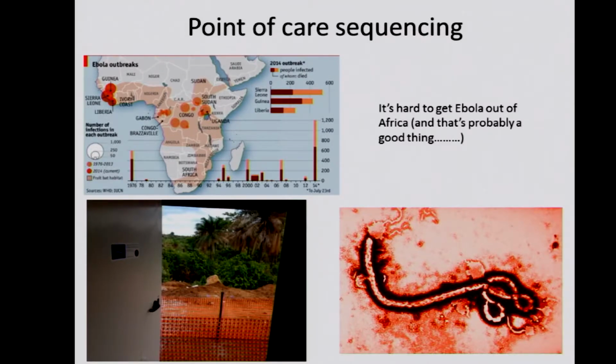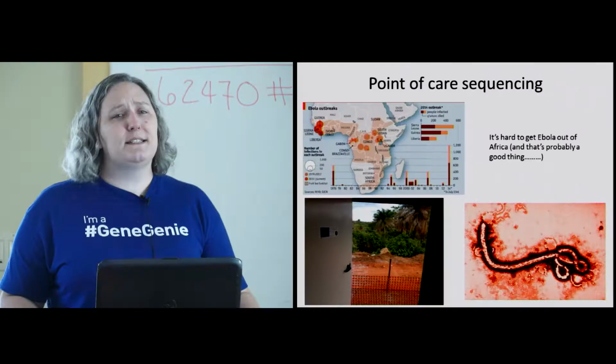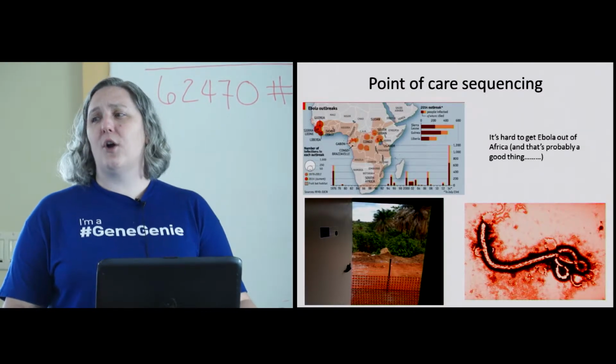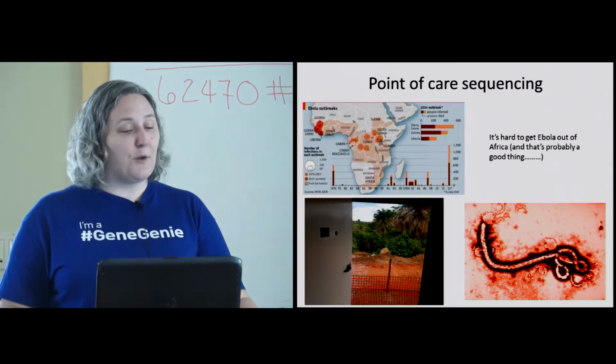All right, next. I don't have a paper for this one, but there are some YouTube videos you can certainly watch if you are interested. Point-of-care sequencing. It is hard to get Ebola out of Africa, and that's probably a good thing. So how do you do genetic sequencing on Ebola if you have a hard time shipping Ebola samples out of Africa?